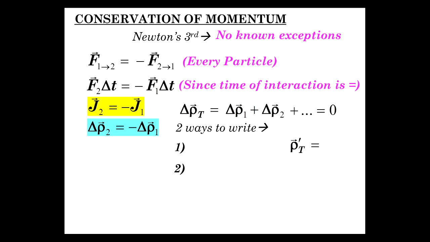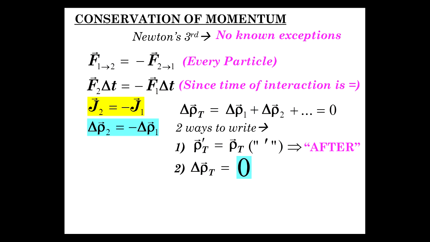We can write this in a couple ways. First of all, we can say that the total momentum after an interaction is the total before, where the prime symbol just means after. So momentum total prime equals momentum total. Or we can just say that the total change in the momentum equals 0. Those are the two ways to express the same thing.